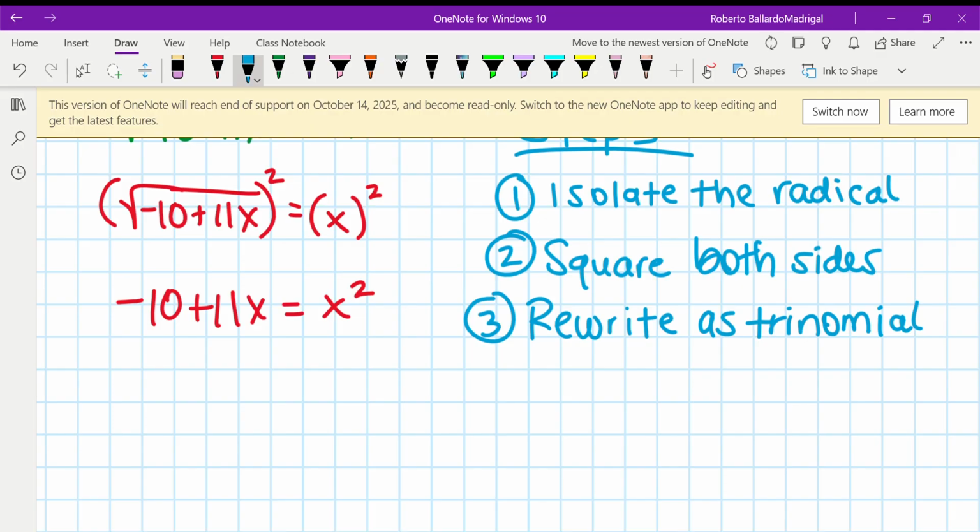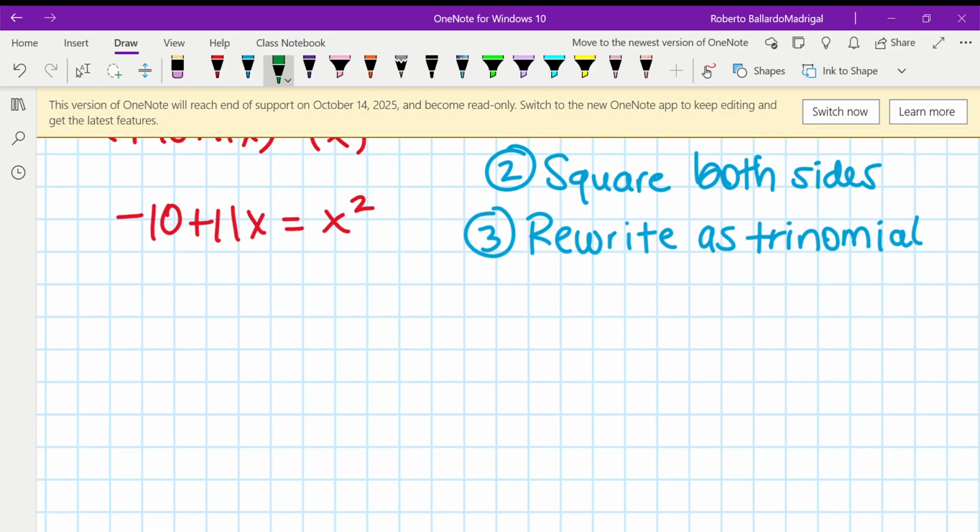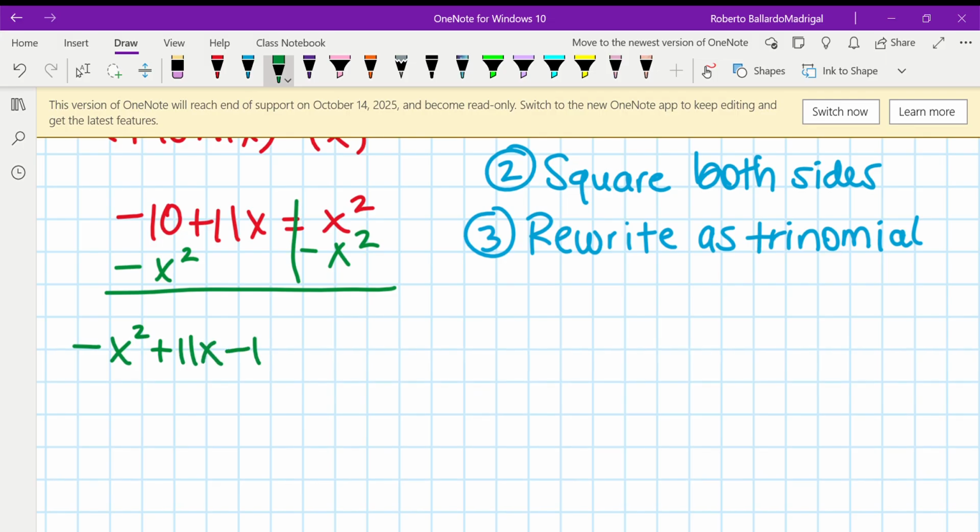All right, so you'll notice we have 2 terms on one side, 1 term on the other side. To rewrite as a trinomial means get everything on the same side, get all 3 terms together. So how do we move this x squared from this side to this side? What are we going to have to do? Good. We're going to subtract x squared to get it to this side. So we'll go ahead and do that to both sides. So minus x squared and minus x squared. And so that'll give me negative x squared plus 11x minus 10 equals 0.